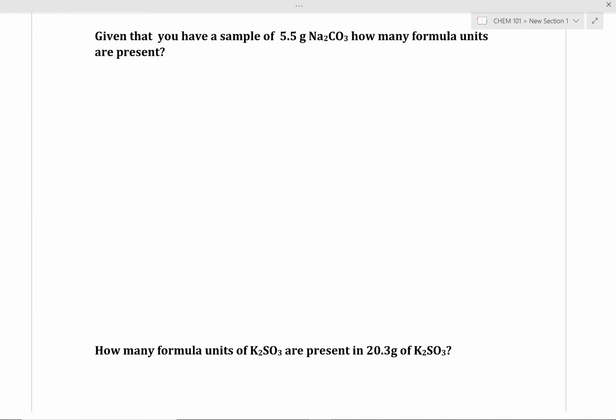So it's very close, but we're starting with grams, right? And this conversion factor only goes to the moles, right? So how do we go from grams to moles? What conversion factor do you use?